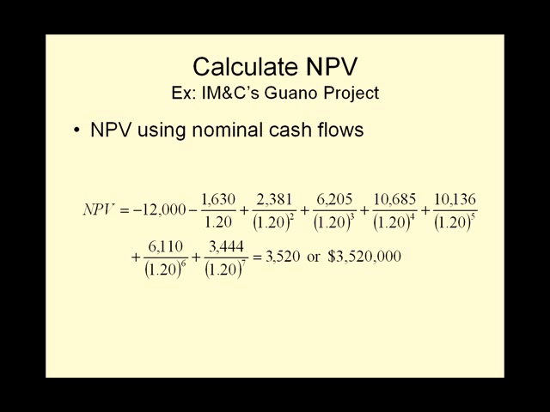Now let's apply the investment decision analytic model that we've been developing to IM&C's guano project that's in Chapter 6 of the Brealey and Myers and Allen text. What we have here is the summary of the NPV calculation for the guano project. Let's see how we arrive at an NPV of $3.52 million for the guano project.